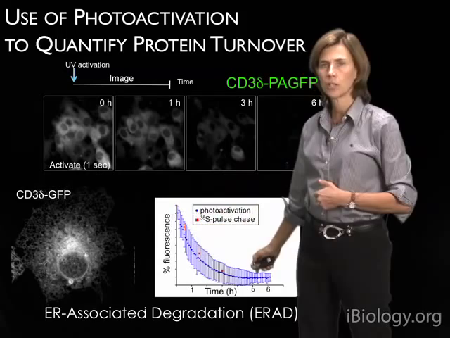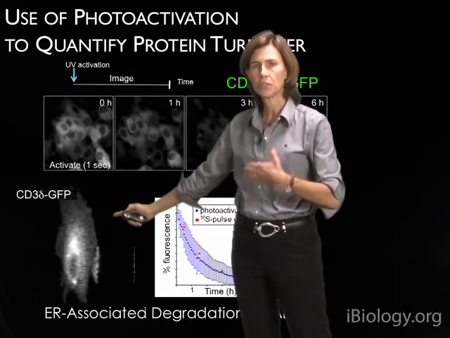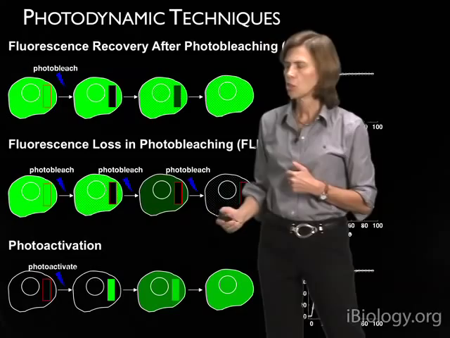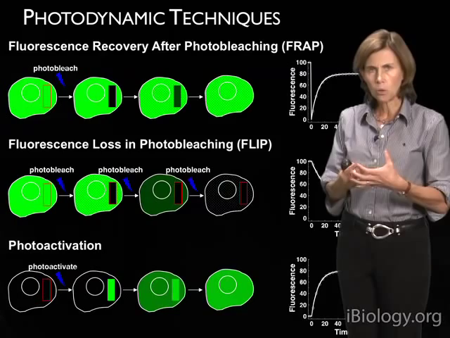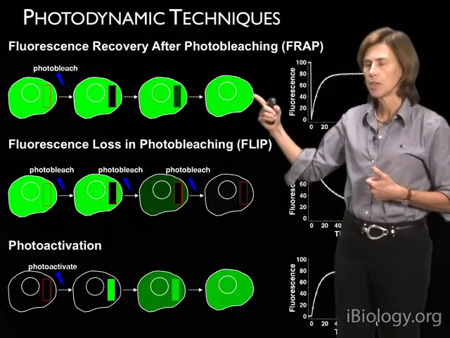This allows one to get insight into the lifetime of these proteins, which just simply tagging a protein with GFP doesn't allow you to do because of the continual synthesis of these molecules over time. So in summary, we have these three different photodynamic techniques that all use fluorescence and fluorescently tagged proteins to get insight into how molecules move within cells and what their fate over time is.